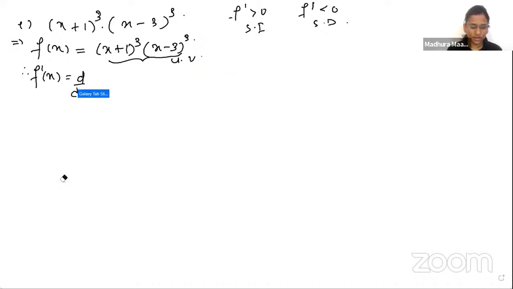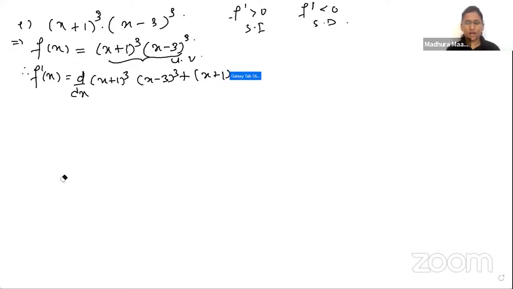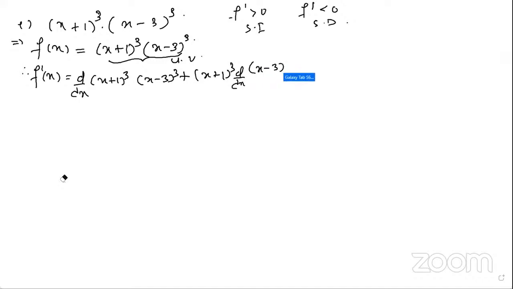So what does the UV rule say? Derivative of the first function, second function as it is, plus, okay? Again, which function as it is? U as it is, and derivative of your v. What is the v function here? x minus 3 whole cube, correct? Now, treat it as x cube. Will the chain rule come here? Yes, ma'am. The chain rule comes here, okay?